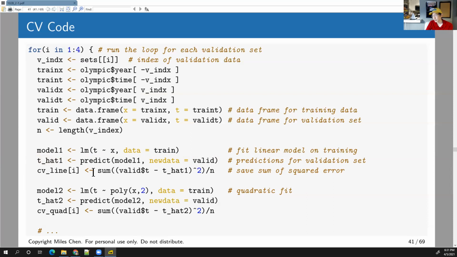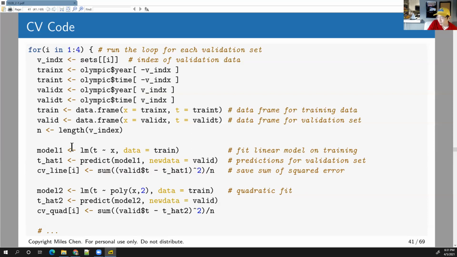To get my sum of squared errors, I take my actual data points, which are in my validation set, validation set $t, in the data frame. We subtract off the predictions, square that, sum all of those and divide by n, in our case divide by 7. Actually, I should have said mean squared error. Rather than sum of squared error, it should be mean squared error.